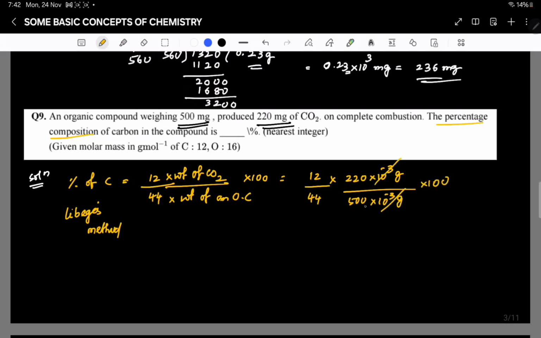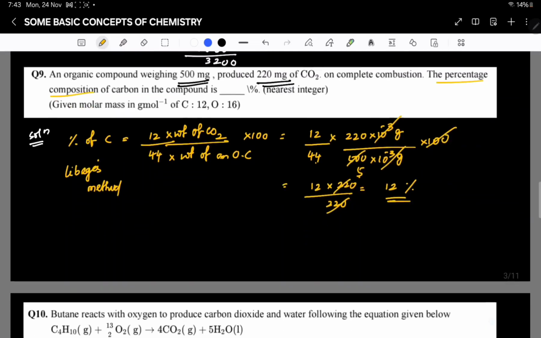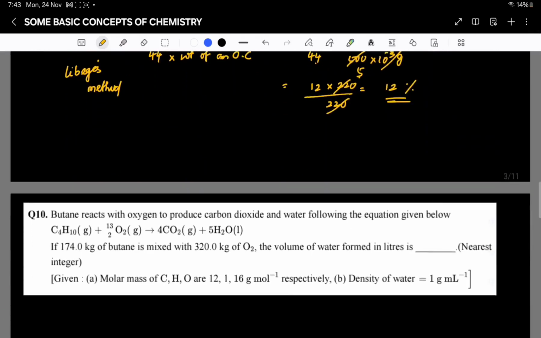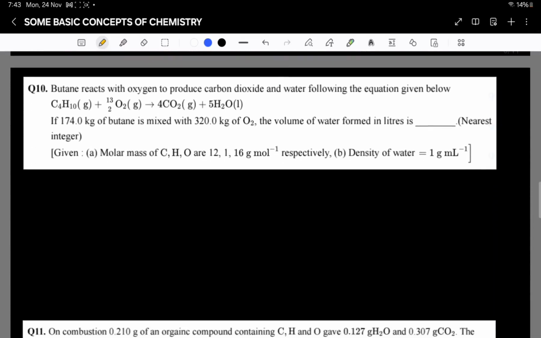This will get cancelled, student. So 500 1 ja 100 5 sa. So now this becomes 44 into 5, 220. So 12 into 220 divided by 220 gets cancelled. The answer is 12%. The composition of carbon in the compound, to the nearest integer, is 12. That is the right answer. Next question, student.